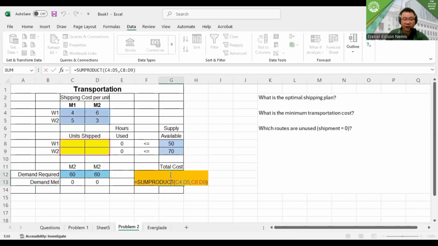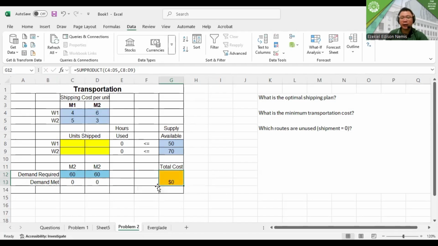And then remember the formula here is to get the sum product between the shipping cost per unit and the unit per ship. So sum product is equal to ship cost per unit and unit ship. Then close parenthesis. Once the data are all set, all we have to do is to go to the solver. So let's click on solver.